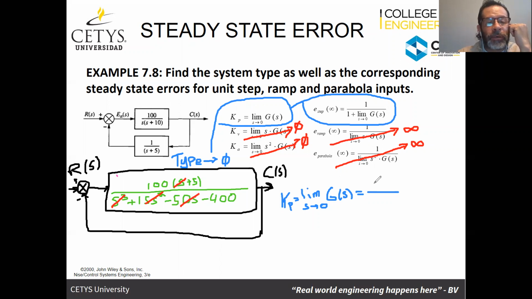So this is going to be 500 divided by minus 400. Can somebody give me that value? Please do that quick calculation. Minus 1.25.